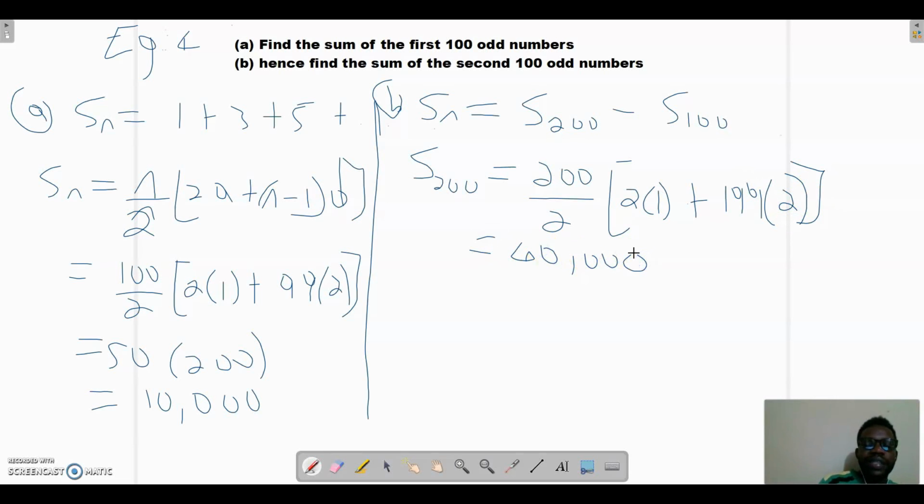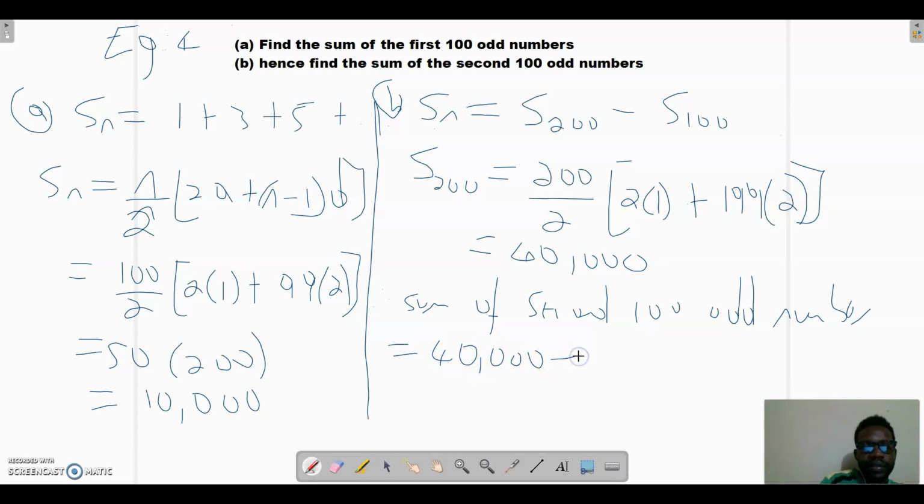So we can just write a statement that says, therefore, the sum of the second 100 odd numbers would simply be equal to 40,000 minus 10,000. Right? And this is equal to 30,000. So whenever you're in a scenario like this, it is always a good approach to take.